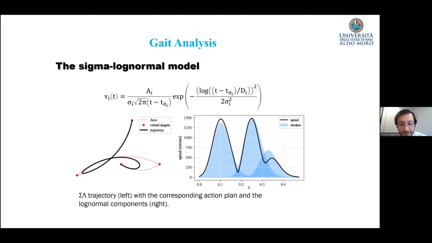normal shape in time. So the log normal impulse response is characterized by two parameters, amplitude A and duration D, but the sigma log normal model also introduces two additional parameters, the time delay t0 and the standard deviation, the sigma. Those four parameters, the amplitude, the duration, the time delay, and the standard deviation, define the shape, the amplitude, and the time shifting of each log normal impulse in the response.